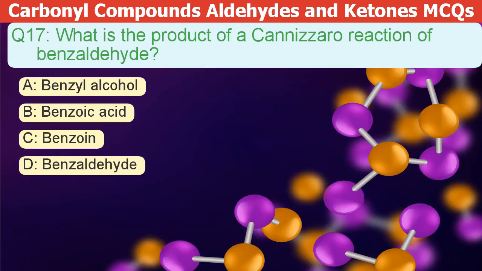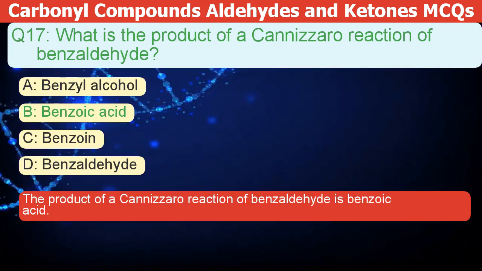What is the product of a Cannizzaro reaction of benzaldehyde? A. Benzyl alcohol. B. Benzoic acid. C. Benzoin. D. Benzaldehyde. The correct answer is B. Benzoic acid is the product of a Cannizzaro reaction of benzaldehyde.